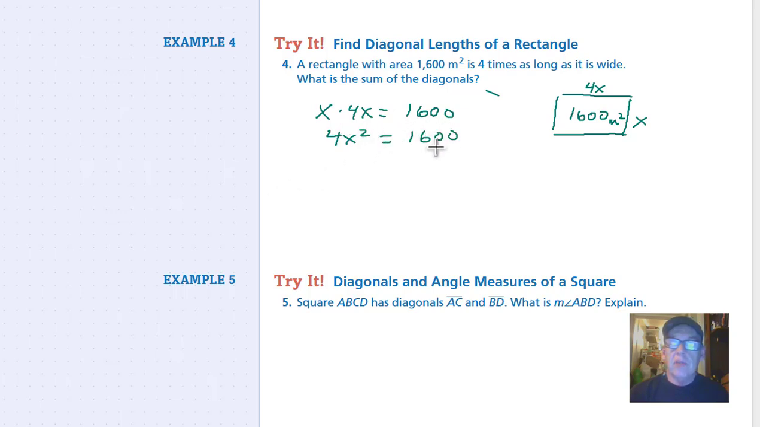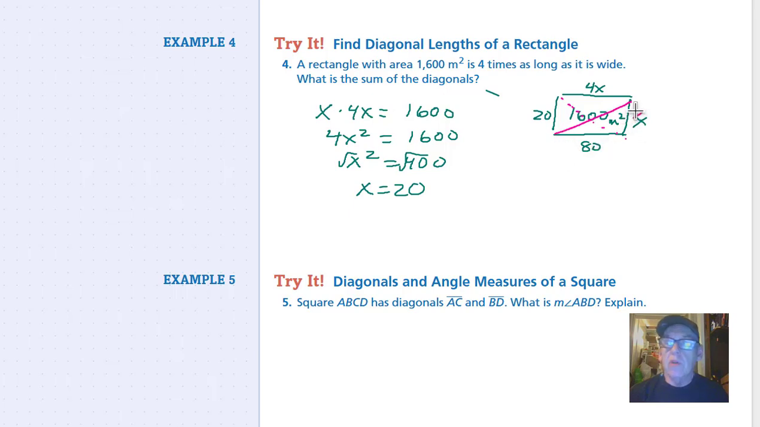Divide both sides by 4. X squared is 400. Take the square root of both sides. X equals 20. Now if x is 20, that's 20. This is 80. And we got the right angle there. And it wants to know what the sum of the diagonals are. Now here's one diagonal. And this other diagonal is congruent to it. So if we can find one length, we just need to double it.